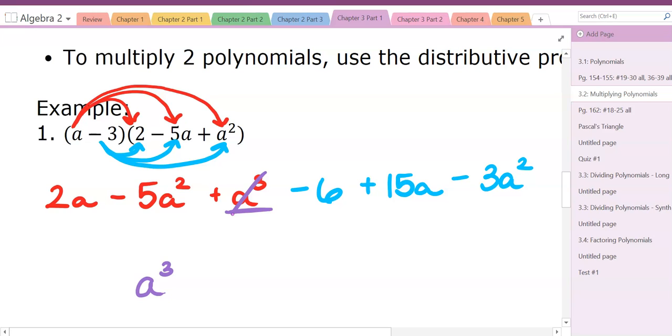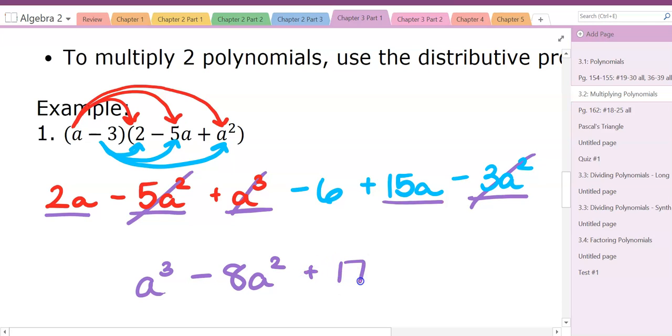Now for a squareds, I see a negative 5a squared, and I see a negative 3a squared. So negative 5 and negative 3 is going to be negative 8a squared. So I'm going to cross those off. Now for the a terms, I have a 2a and I have a 15a, so that's going to become 17a. And then that minus 6 is the only number, so it's just going to attach to the end there.